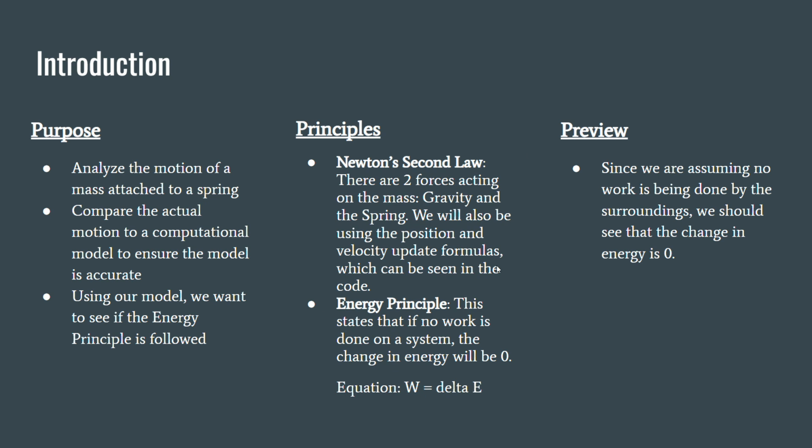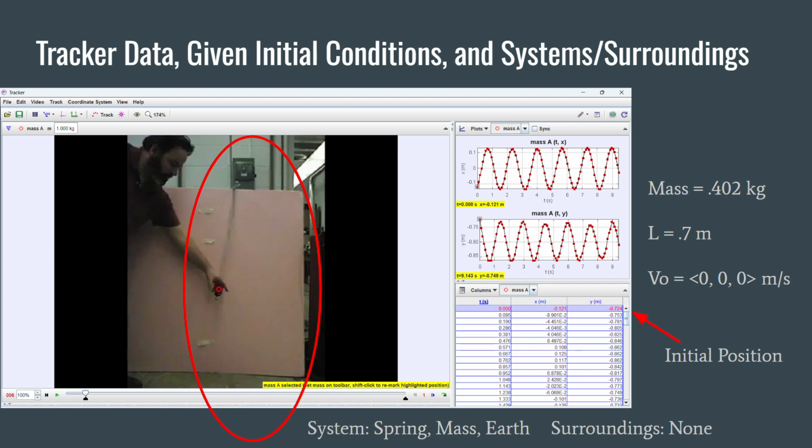Then we're also going to use the energy principle, which says that if no work is done on the system, the change in energy will be 0. So delta E equals W. And a preview, since we're assuming no work is being done by the surroundings, we should see that the change in energy is 0. So here's our tracker data.